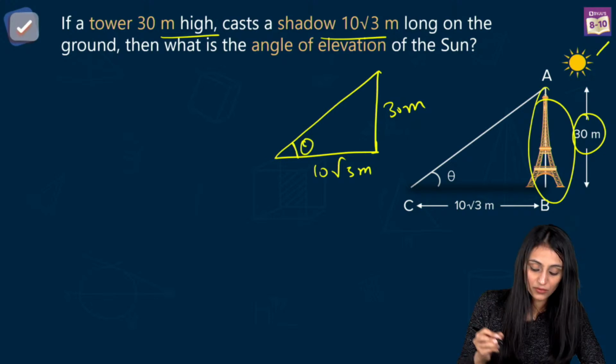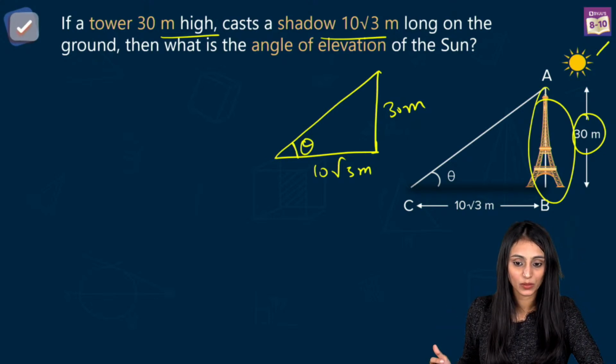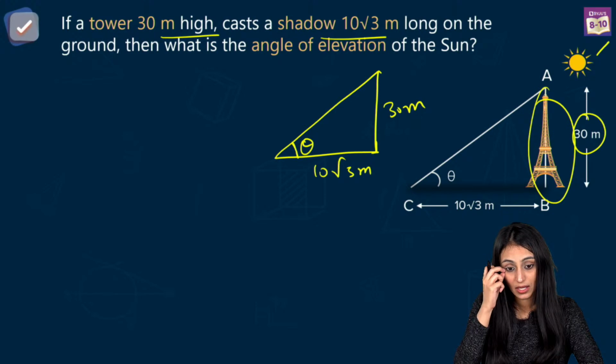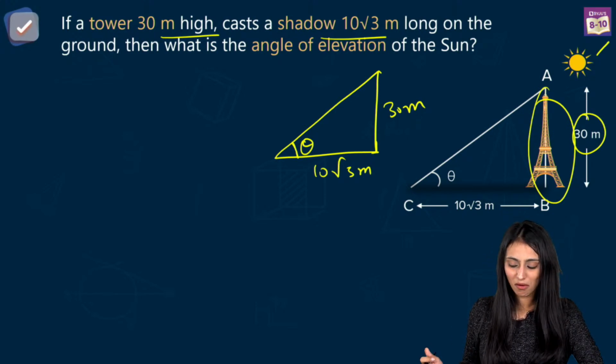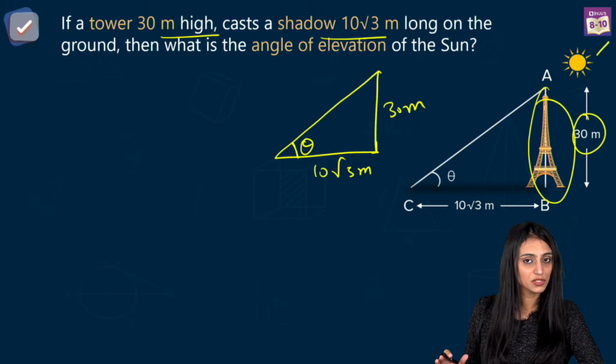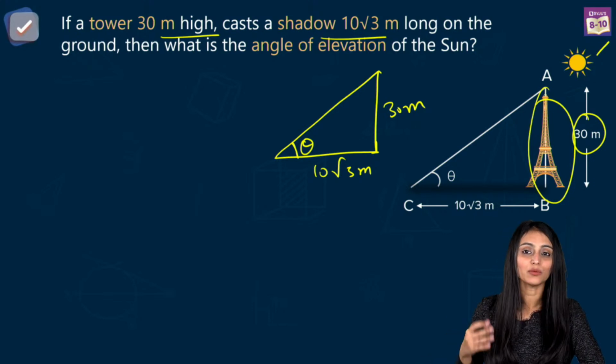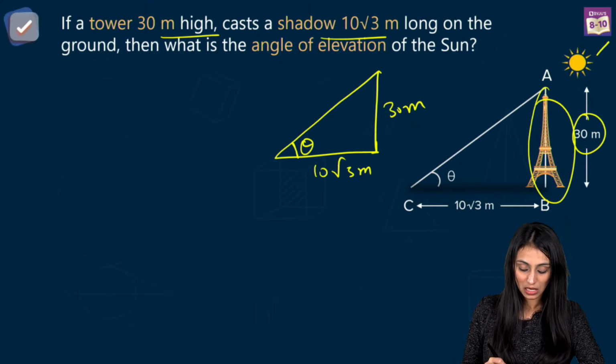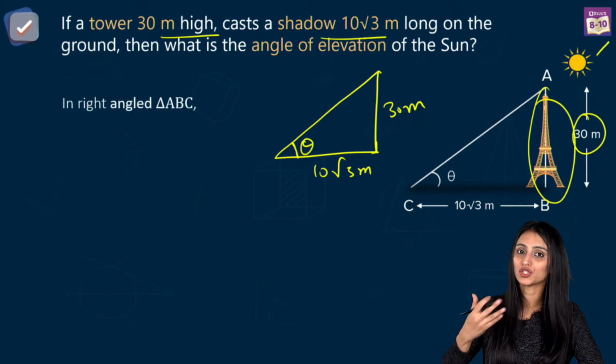This is the angle of elevation. Let's denote this by theta. We need to find its value. Although there is no need to use the Pythagoras theorem, you can use that, it is not wrong, but that would be much more time consuming in that case. Directly you can use trigonometric ratios to find it out.